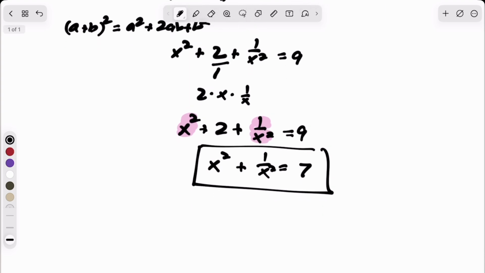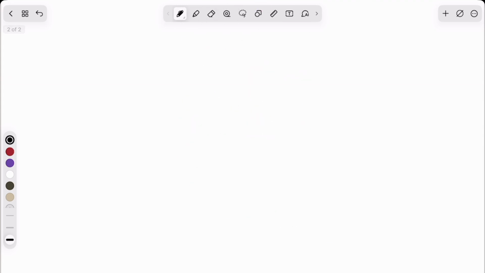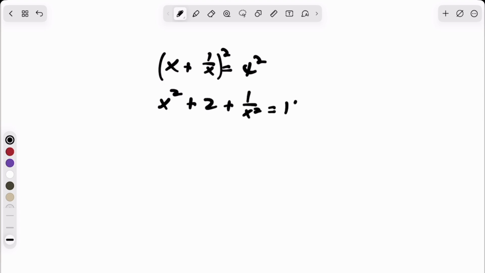If this had been, say, x plus 1 over x equals 4, the same structure works. We could square both sides. x squared plus 2 plus 1 over x squared equals 16. And in this case, x squared plus 1 over x squared equals 14.